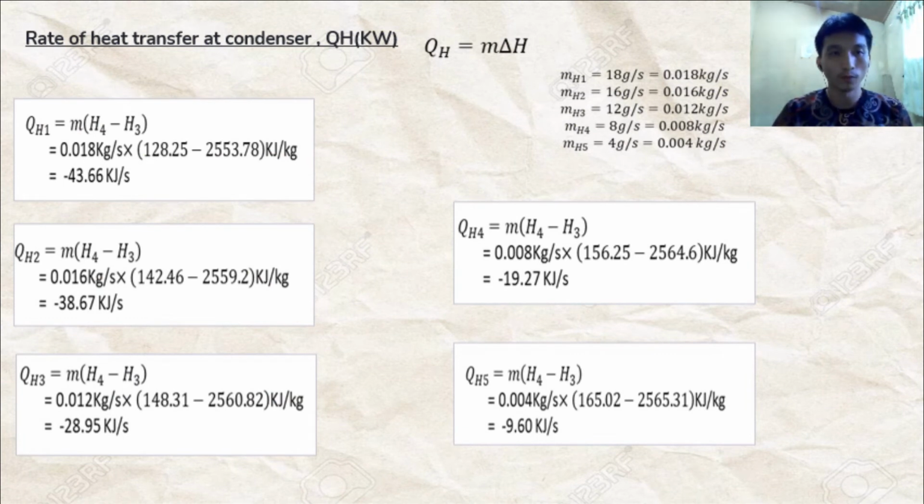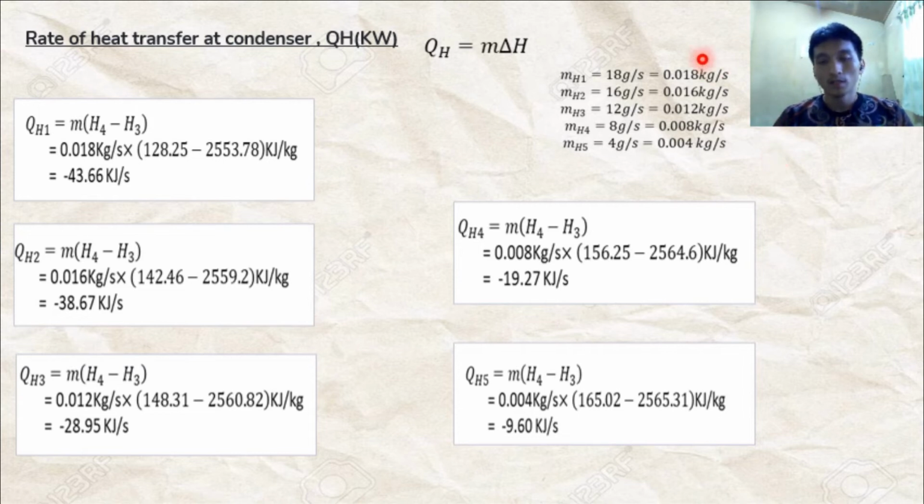Next we move to the rate of heat transfer at the condenser, and we put the symbol for the condenser as QH, and the unit is also kilowatt. The formula has no change; the only change is the symbol for the Q. But the mass flow rate for the heat transfer at the condenser is a bit tricky because the mass flow rate for each experiment is different.